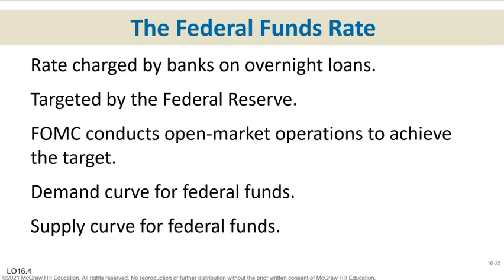The Fed, through the use of open market operations, can change the amount of excess reserves at the banks. And excess reserves are the same thing as federal funds. So the Federal Reserve has control over the supply curve for federal funds. So if they shift the supply of excess reserves or federal funds, they can increase or decrease the federal funds rate.